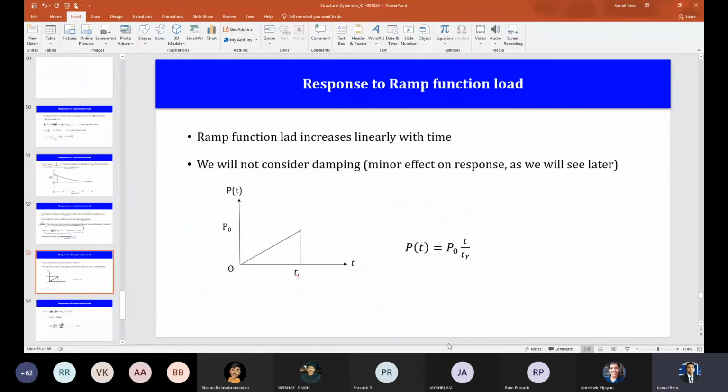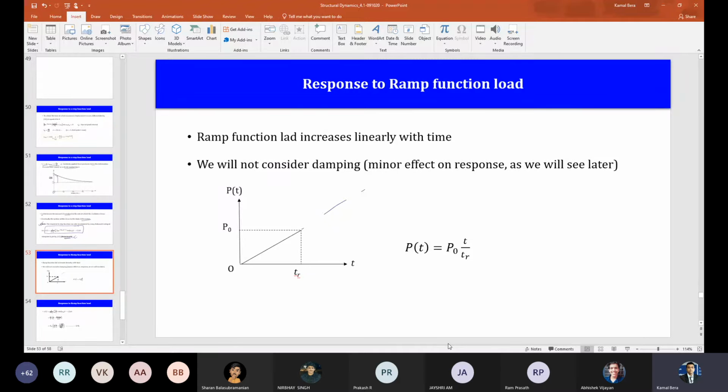Now the next type of loading: response to a ramp function load. Ramp means like this. It is actually going for infinite time, but we are obviously not interested in that, because after a certain time the load will be so much that the system's springs and damper will not behave in a linear manner, and then the thing will be different. So we are saying that P naught is limited such that everything stays in the linear elastic region. The ramp function has the load increasing linearly with time.